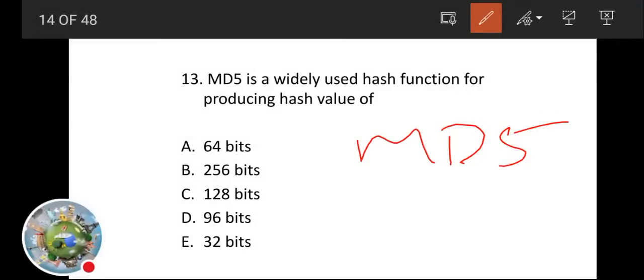MD5 uses 128 bits. 128 bits of hash values, because MD5 comes under the hashing function. So hashing functions also use different versions of key length. As per the key length, the message digest algorithm also uses different sizes, which is called the hash value. So a 128-bit hash value is used by MD5.